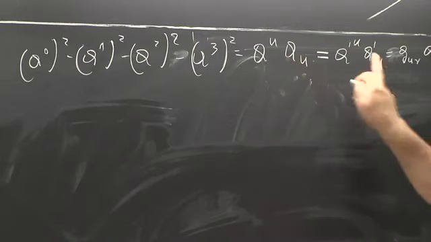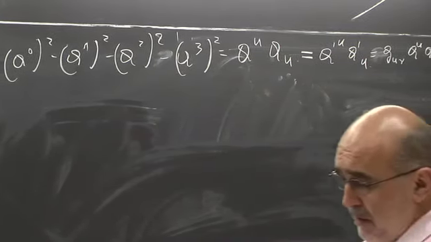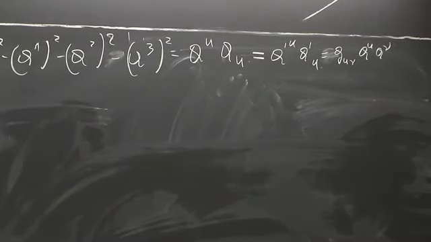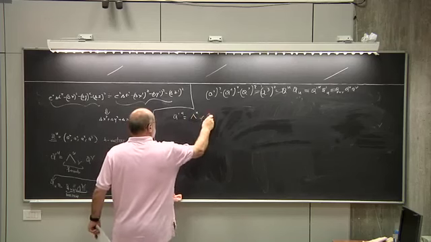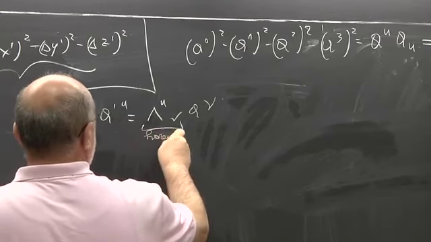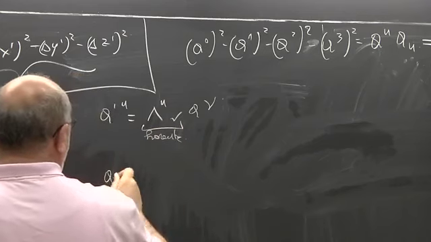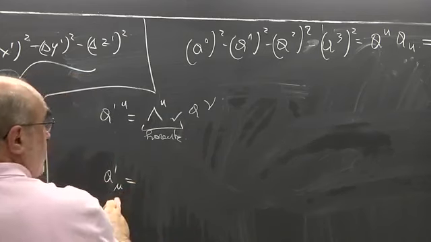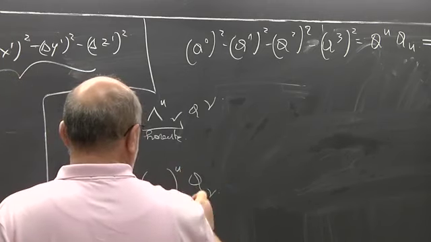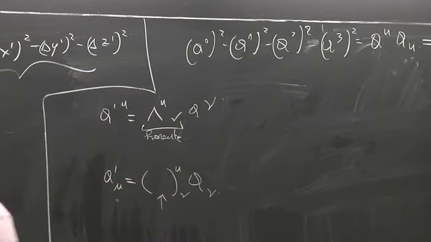So I bring down the index with the metric. Now the question that we will try to answer is the following: if A^μ, the contravariant one, under a Lorentz transformation transforms like that, where these represent the Lorentz transformation, then how will the covariant one, the one with the index down, transform? Which is the matrix that I have to put here?